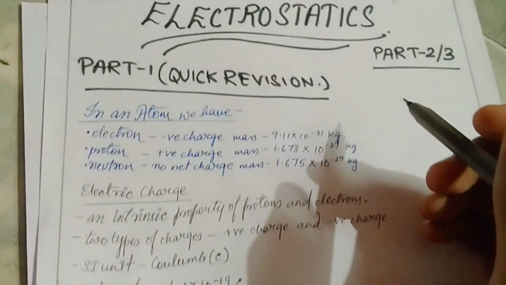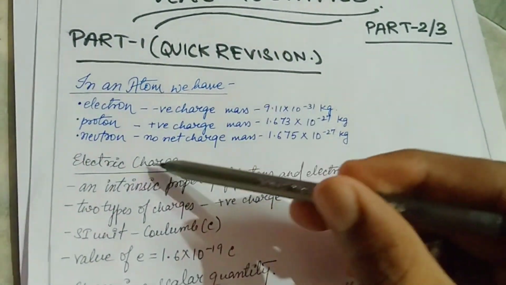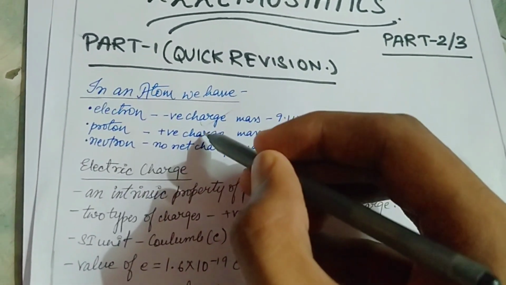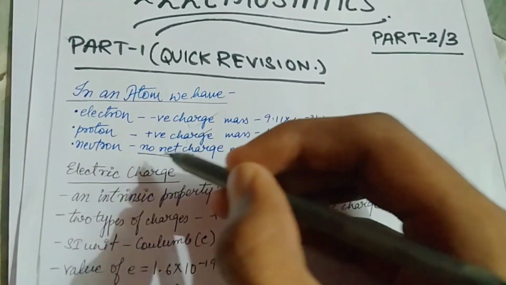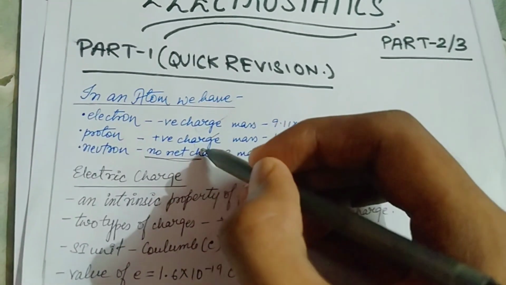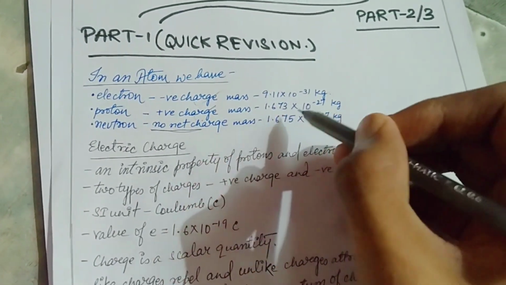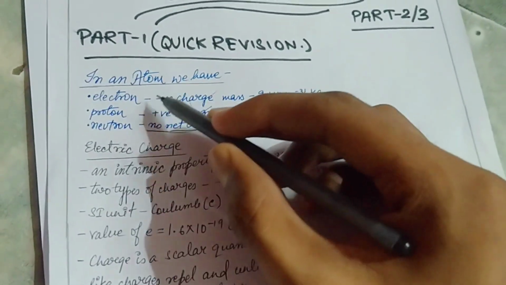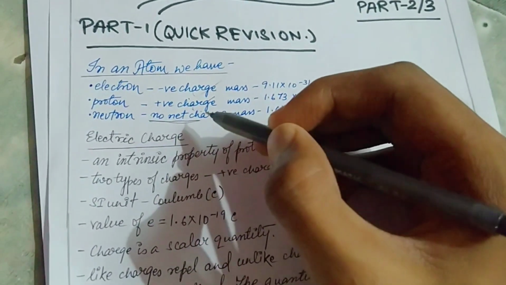So we start. In part 1 we had discussed that in an atom we have electron, proton and neutron. The electron has a negative charge, the proton has a positive charge, and the neutron has no net charge. Let us just revise once again: in an atom we have the electron which is negative, the proton which is positive, and the neutron which has no net charge.